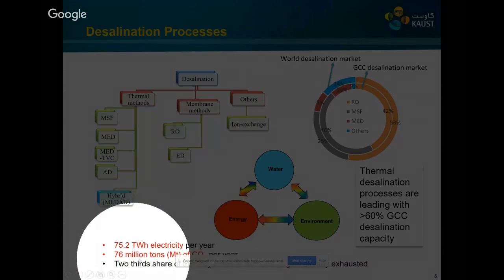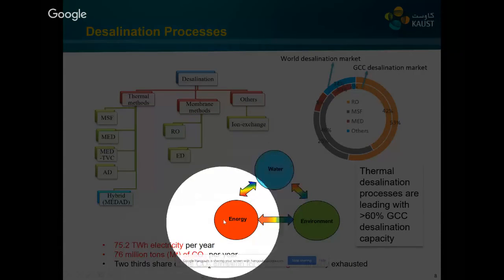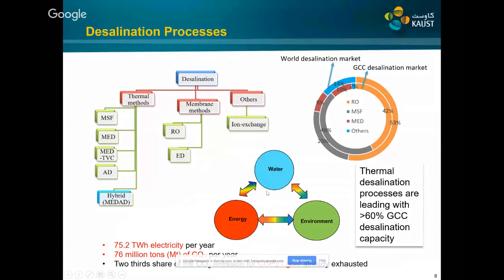Around 75 terawatt hours of electricity is consumed by desalination processes throughout the world per year, and they emit around 76 million tons of CO2. Of course, they contribute a very big portion to environmental issues. So we have to look for processes that fulfill the water, energy, and environment nexus to achieve the COP21 goals.